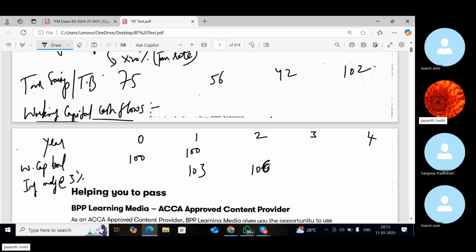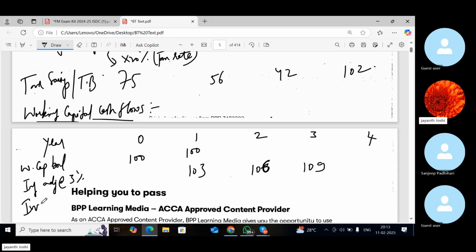Again into 1.03, 109. And at the end you are going to recover the entire 109. But for us what is important is the increase or decrease in working capital.